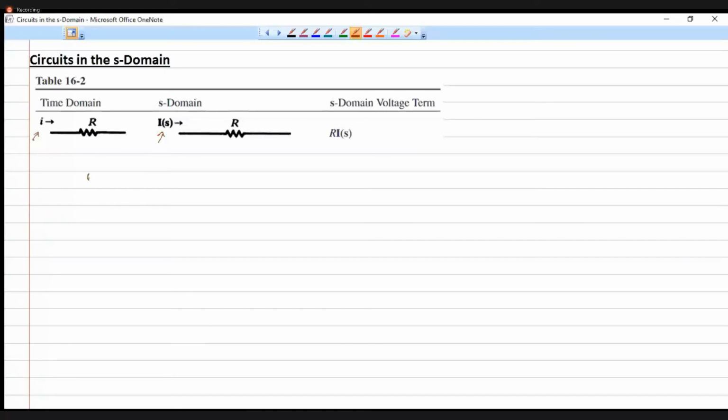In time domain, I can write the voltage across the resistor, VR of t. We already know V is equal to the product of current into the resistance value, so V is equal to IR, that is, I of t into R. Now how can we convert this to the S domain? Take the Laplace transform on both sides. We can write the S domain voltage VR of s, which I have written in capital letters because now it is in the complex frequency domain. That is equal to I of s into R. So VR of s is equal to I of s into R.